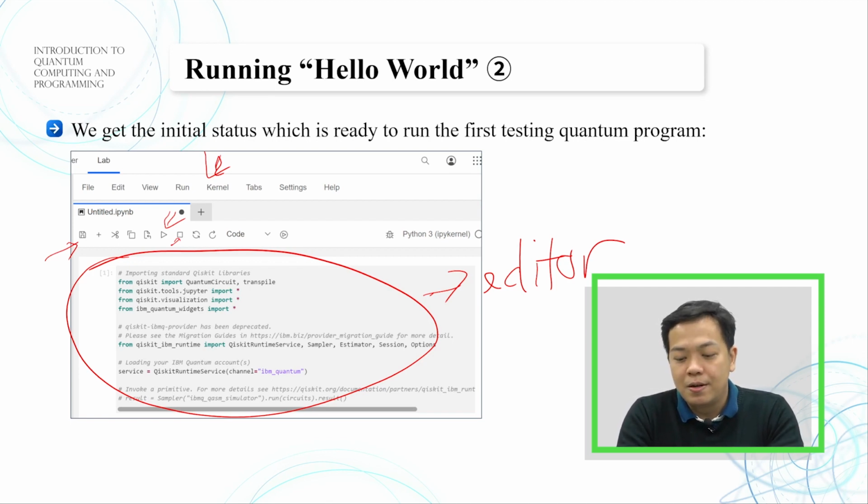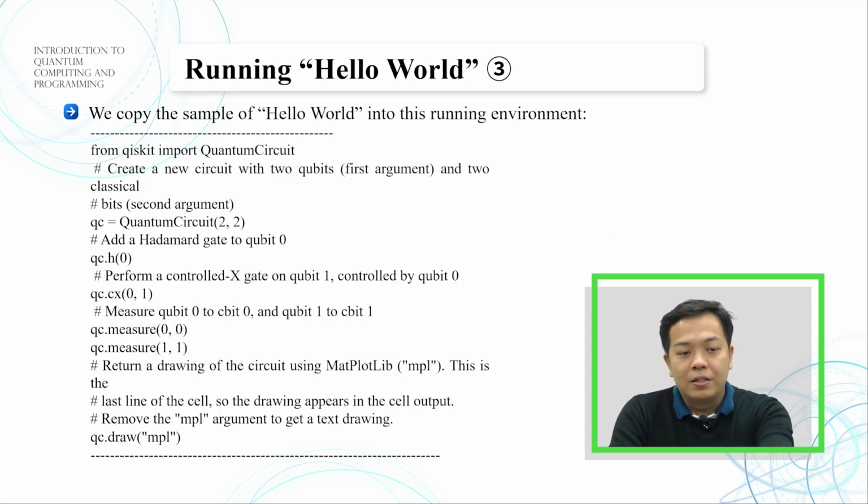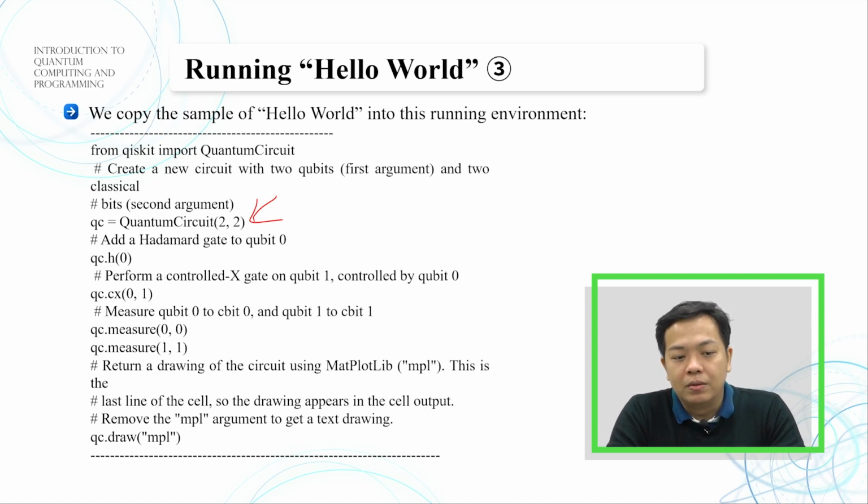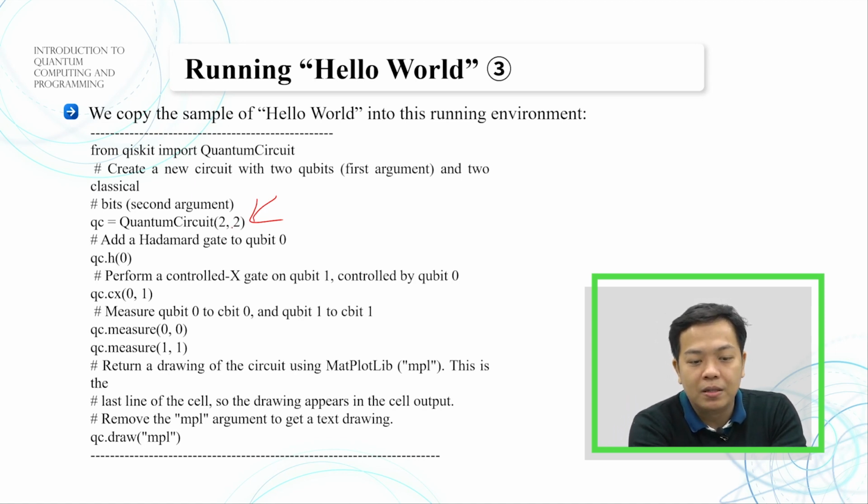So here is a hello world program. That's very simple. Only create two qubits, and create a new circuit with 2 qubits only. And this is a command to create; you can specify how many qubits you want to create over here.